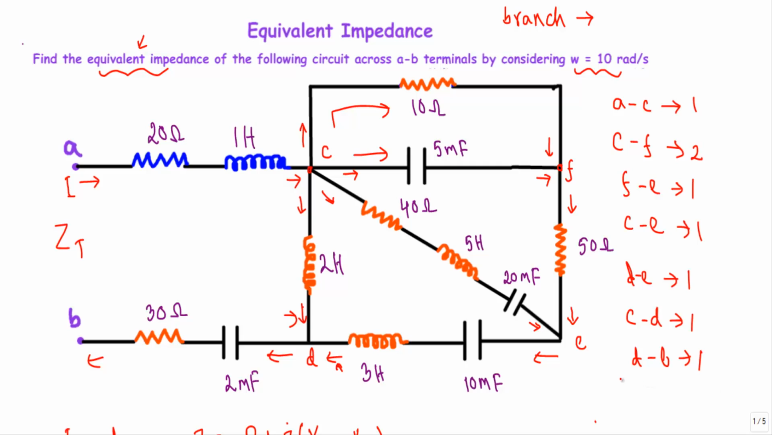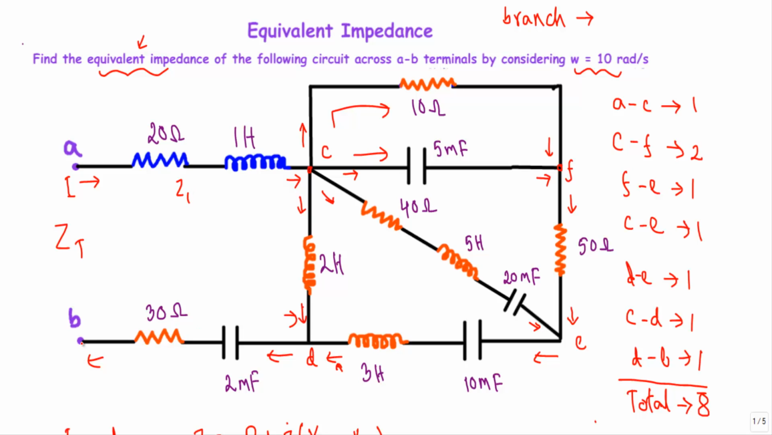Now let me calculate the total branches of this network. 1, 3, 4, 5, 6, 7, 8. So here I will get a total of 8 branches. In the next circuit I will replace all these resistor, inductor or capacitors with their equivalent branch impedances. Now let's say the branch between A and C point has an impedance of Z1.